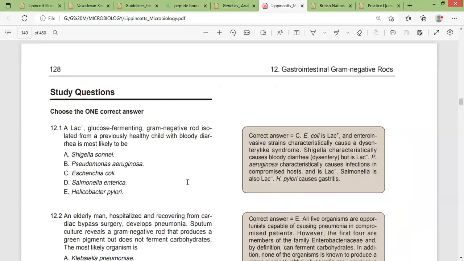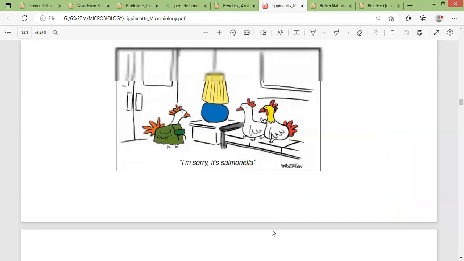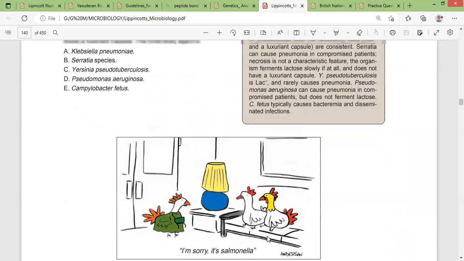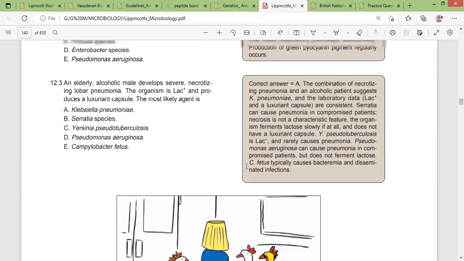Okay, that's it about that. You can see this cartoon here. These are chickens, and they are talking about salmonella, because poultry and salmonella are related.